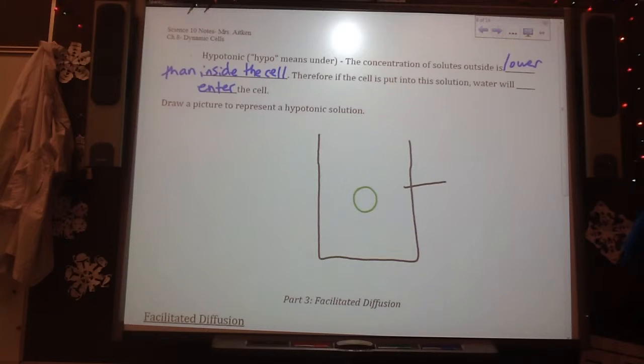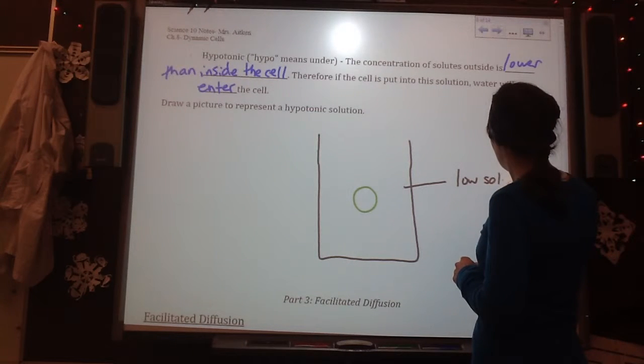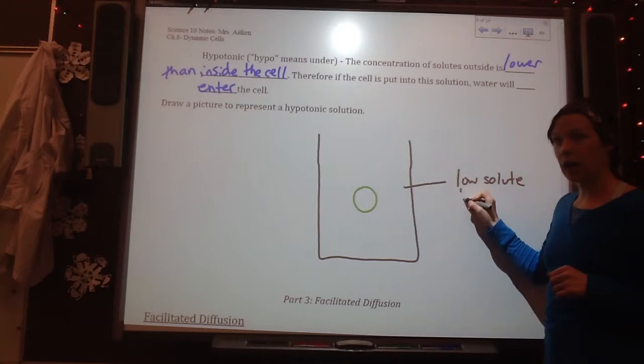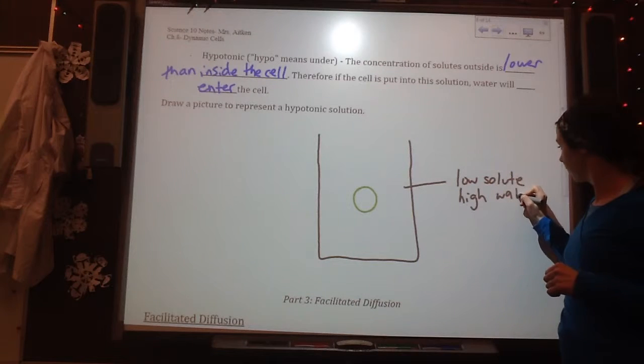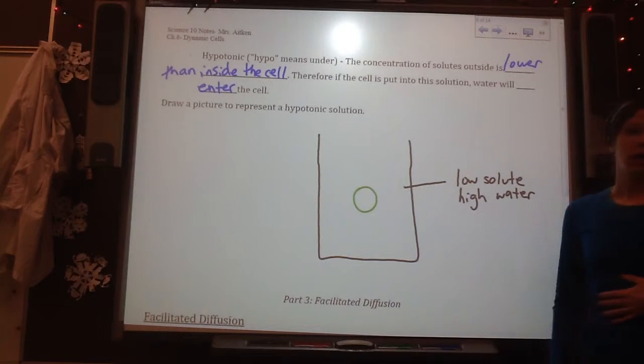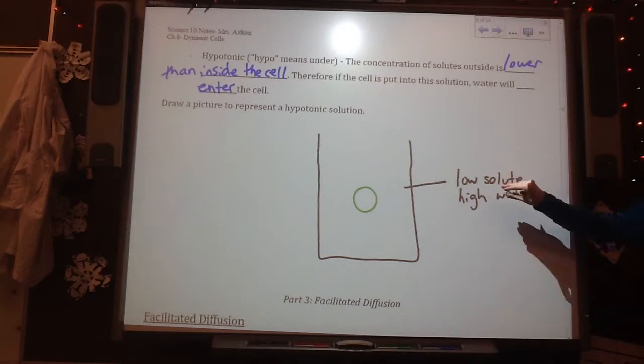So it says for hypo, the concentration of solutes is lower than inside. So we say low solute. So that must mean high water. Would they always be opposite? Yeah. Now, in a worksheet that you'll get today, some of them might give you, say, 25% solute. So how much water must there be then? 75? 25 is a lower number than 75, right? So if it gives you numbers, you still make this kind of comparison, okay?